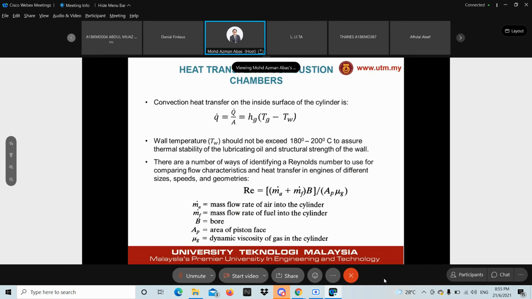And also convection heat transfer on the inside surface of the cylinder. Okay, this is the inside of the cylinder. You can use this equation, and also a tip. This is how you can actually.